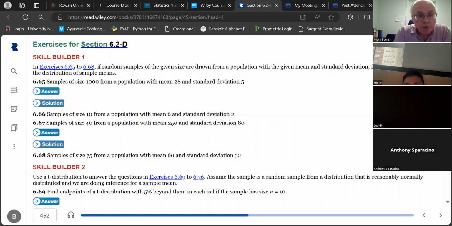So again, sample size 1,000, the mean is 28, and the standard deviation is 5. So this is from the population, so sigma is 5. We're using sigma and not x.